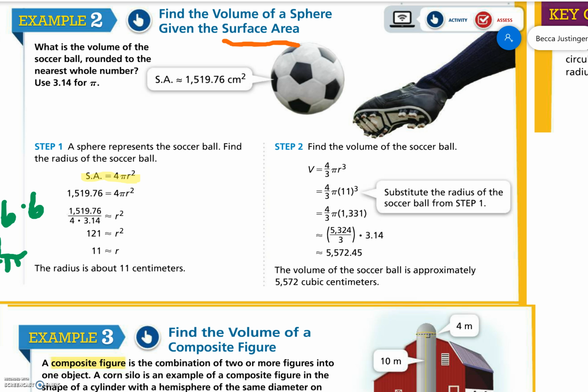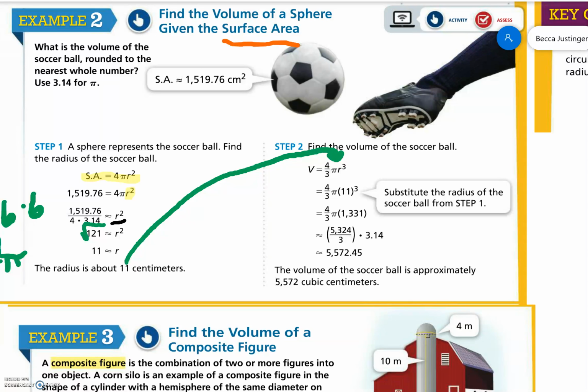So we know the surface area is equal to 1,519.76, and we want to solve for r squared. So you're going to divide both sides by 4 pi. So that's why they divided by 4 times 3.14. It would cancel out on the right-hand side and just leave us r squared. So we have 121 equals r squared, and remember we can do that square root button on your calculator to get that the radius is about 11 centimeters. Now we plug that 11 into our radius of a sphere.